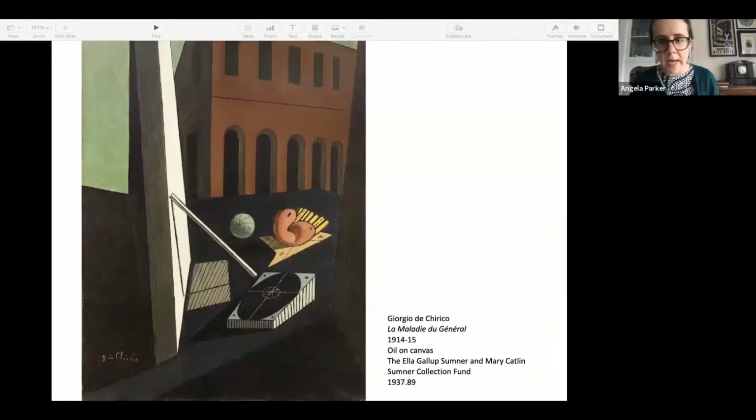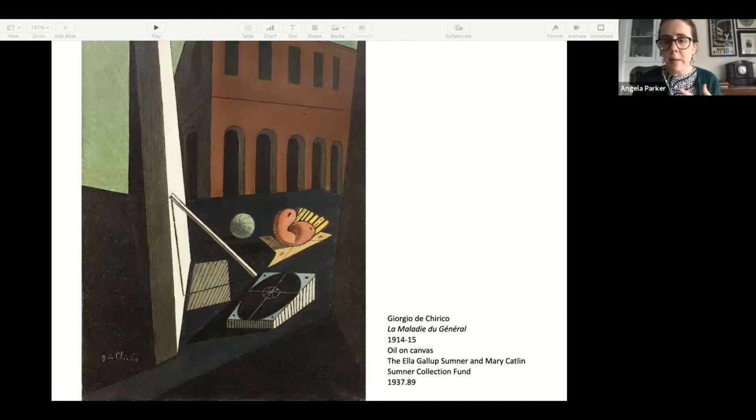this piece by Giorgio de Chirico, La maladie du général, or The General's Illness, from 1914-1915. De Chirico was an Italian painter who was a predecessor of the Surrealists, and several members of that later group cited him as an influence on their work. Like the Surrealists, he combined classical Greco-Roman forms with mundane objects from his own era and of his own invention to create strange, dreamlike compositions.